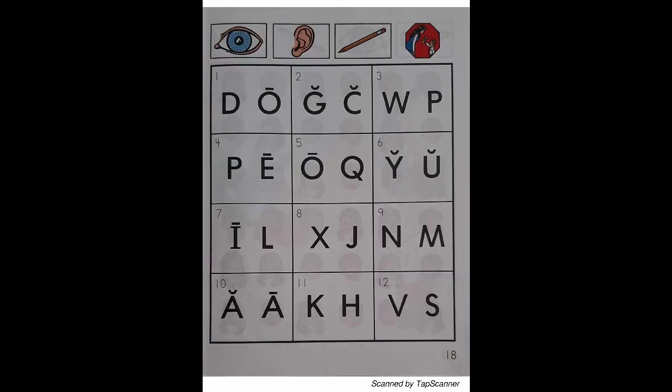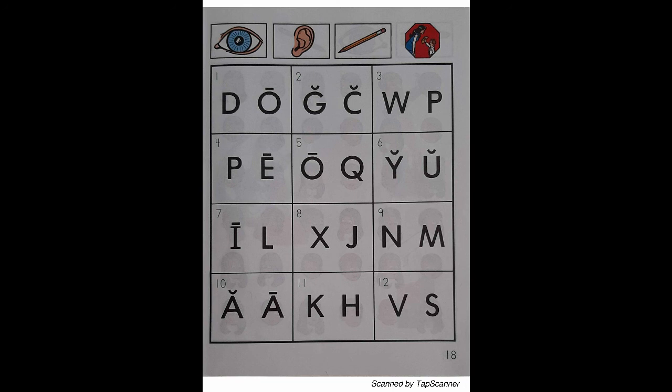Look at the letter in box 1. Listen as I say the sound of the letter. D, duck, D. With your pencil, circle the letter that reads D. Look at the letter in box 2. Listen as I say the sound of the letter. S, civet, S. With your pencil, circle the letter that reads S.